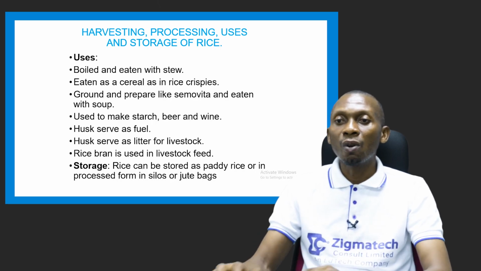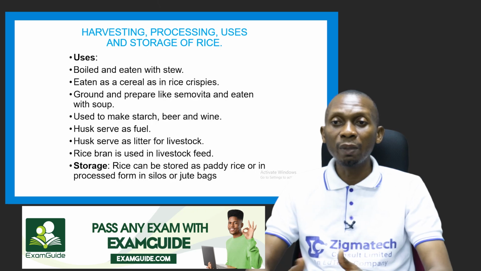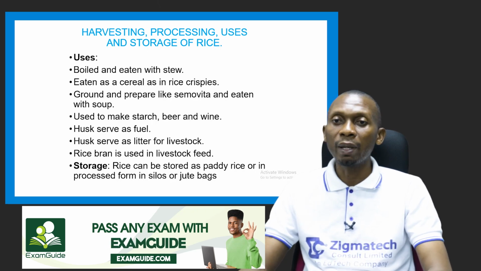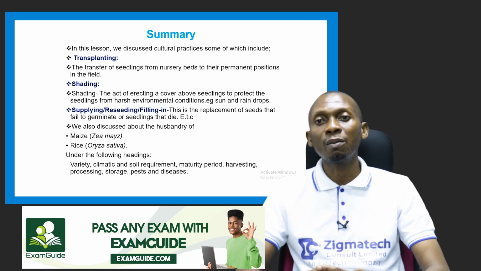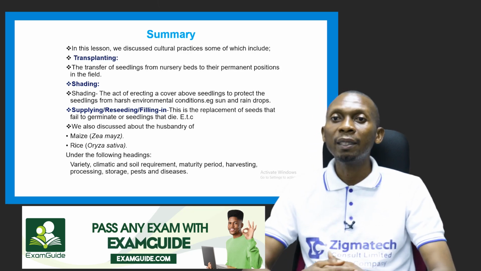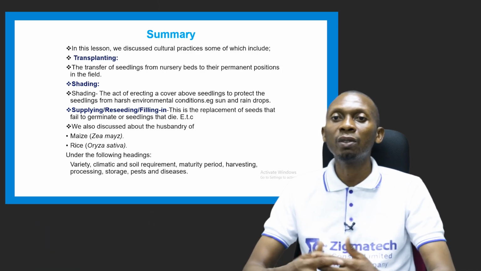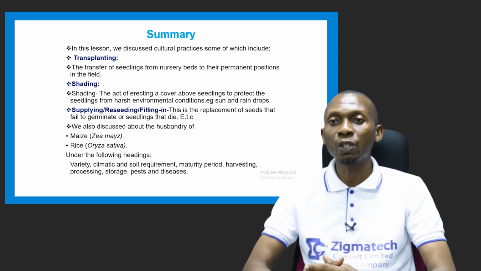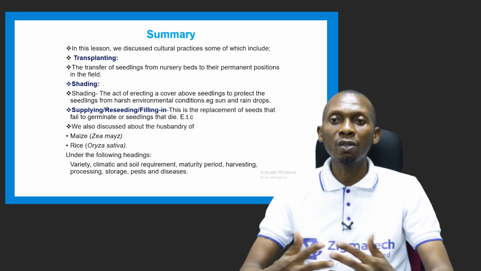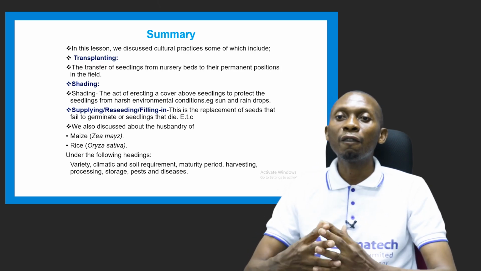Now, how is rice stored? It's stored as paddy rice, or in a processed form, it can be stored in silos or jute bags. So in this lesson, we discussed cultural practices, some of which include transplanting, which has to do with the transfer of seedlings from the nursery bed to their permanent positions; shading, which has to do with erecting a cover above the seedlings to protect them from harsh conditions; supplying, reseeding, and filling, which has to do with the replacement of seeds that fail to germinate.